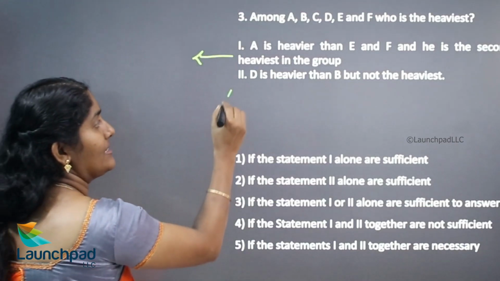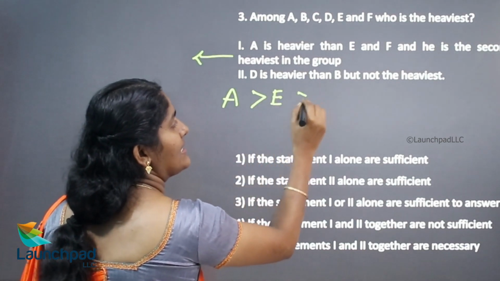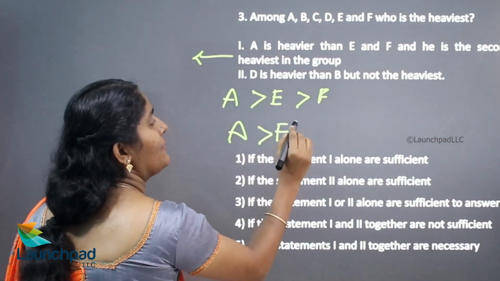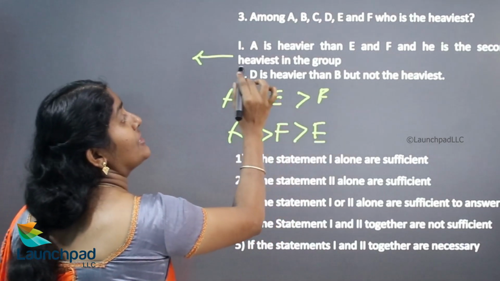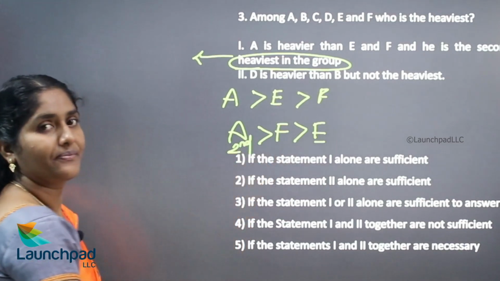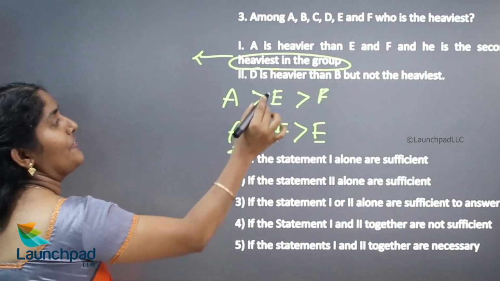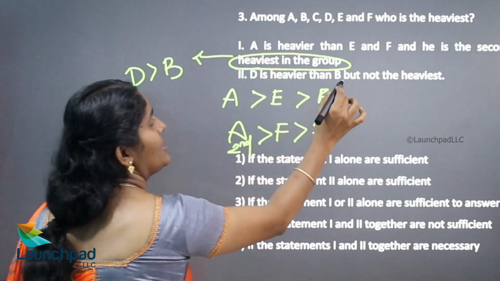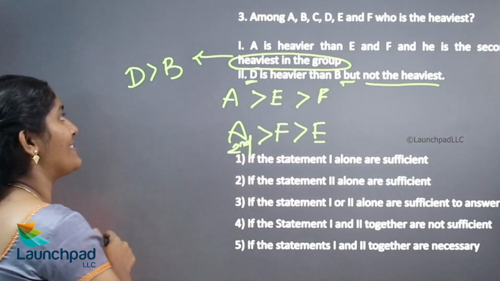If A is heavier than E as well as F, it may become A is heavier than F or E. Okay, and E is the second heaviest in the group, so A is second heaviest. Okay, D is heavier than B, but with one condition: D is not the heaviest person.